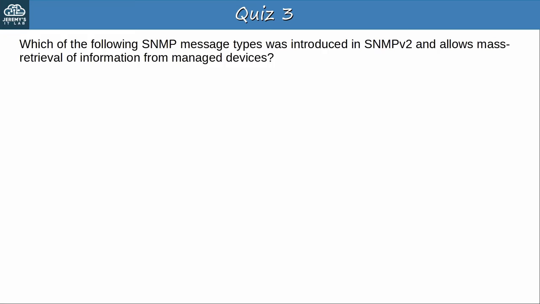Which of the following SNMP message types was introduced in SNMP v2 and allows mass retrieval of information from managed devices? Here are the options. Pause the video to think about the answer. The answer is D, get bulk. Get bulk is like an optimized version of get next, allowing the NMS to discover the variables in the MIB of the managed devices. Okay, let's go to question 4.